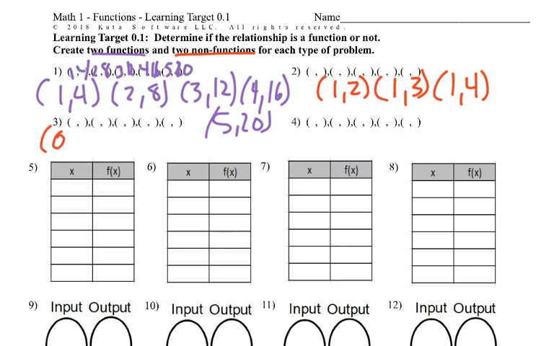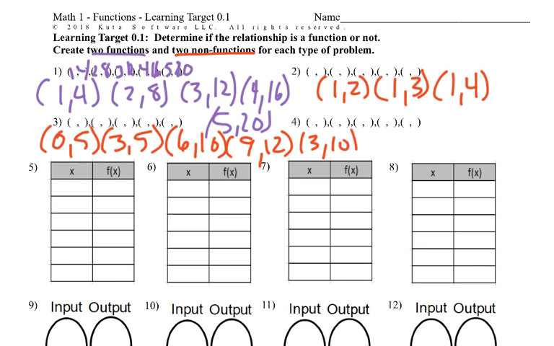Okay, so I could do like 0, 5, 3, 5. That's okay to do. 6, 10, 9, 12. Okay. To make this not a function, I'm going to have to repeat one of those inputs. So maybe I do 3 and 10. Now all of a sudden it's not a function. Okay? To make something a function, again, just make sure every different input has a different output. Saying that weird. So like that, 5, 10, and 5, 10 would still be a function.